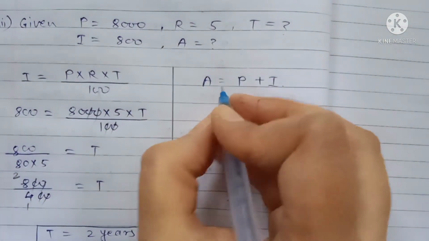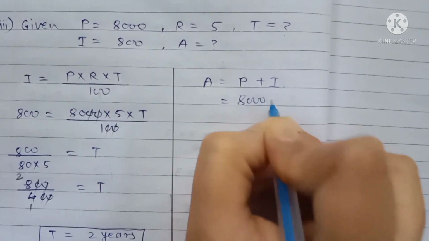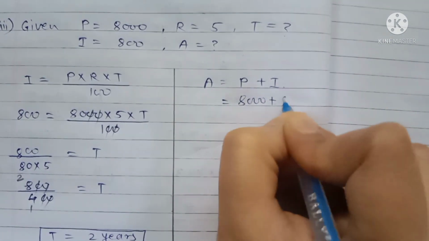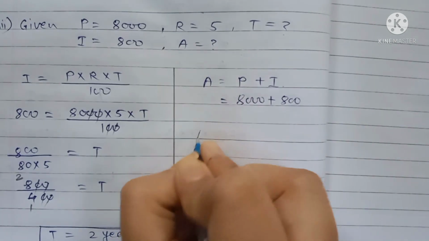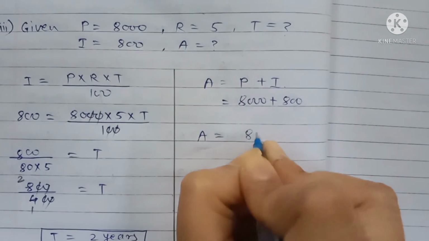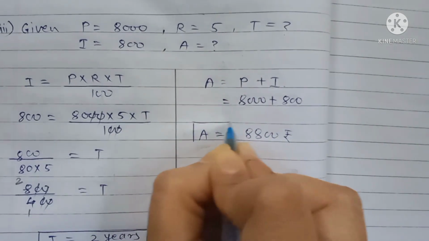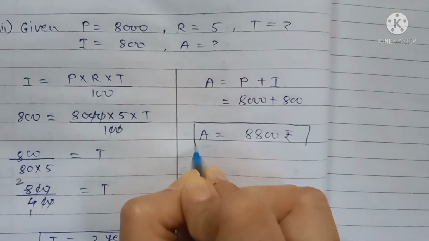Now find the value of A. P is 8000 plus I is 800. 8000 plus 800 is 8800 rupees.